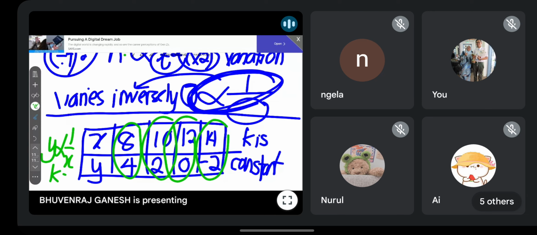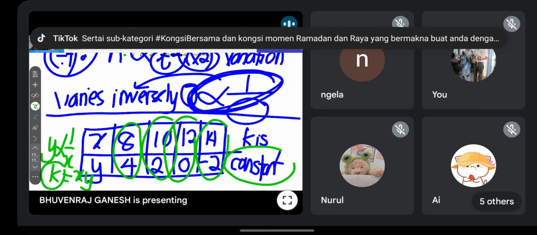My pemalar here is K equals to XY, you know. K sama dengan XY. Y berubah secara songsang dengan X. So Y equals to K over X. So K is equal to XY. So guys, semua nilai ni, do you get constant? Yes or no? Cuba darab satu per satu. All the values here, you times one by one, column by column. Do you get constant K? Yes or no?